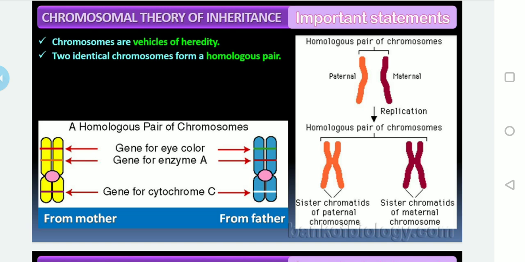Okay, so during the formation of the gametes, what will happen? They undergo meiosis. The number of chromosomes in the body cells of the species is fixed, which is called diploid number. But during the formation of the gametes, the diploid gets converted into haploid. They undergo replication. Then this homologous pair of chromosomes forms the sister chromatids of parental chromosomes. And you can identify the genes for eye color, genes for enzyme A. That enzyme may be, for example, a pattern of the skin or color of the eyeball. Like that, we can consider. Okay, so genes for cytochrome C, like that, we can consider.